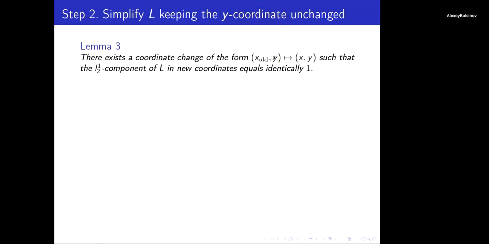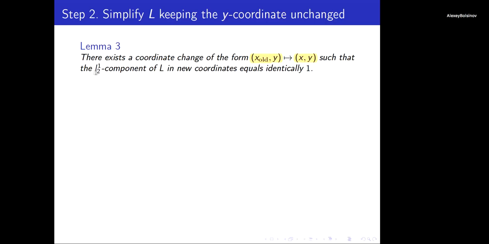Now we want to simplify L by keeping the y coordinate fixed. So the y coordinate remains unchanged, and I will be choosing x to simplify L a little bit. What am I going to do? I want to make a change of variables from the old variables to new variables. So x old, this is the current variable, from lemma 2. So u remains unchanged, x changes, and that's what I want to achieve.